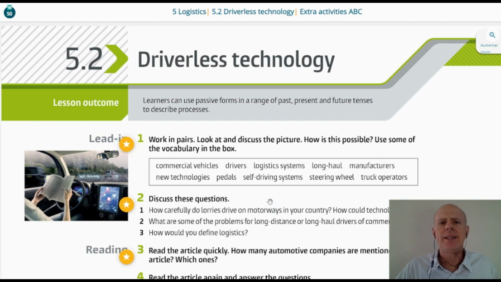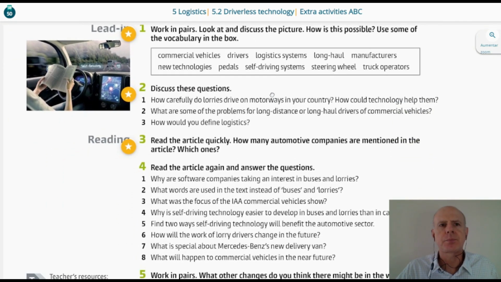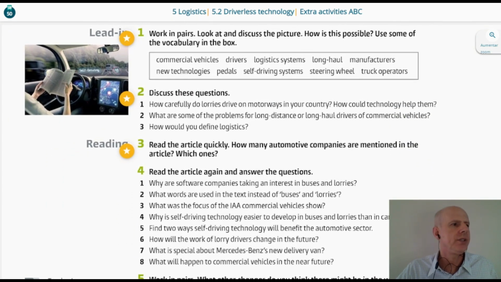After that, we have the second question here. The second exercise is a discussion about these interesting topics. The first one: how carefully do lorries drive on motorways in your country? How could technology help them? Lorries are trucks. In American English, they say trucks.